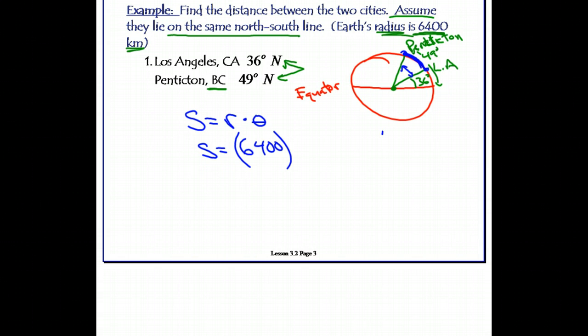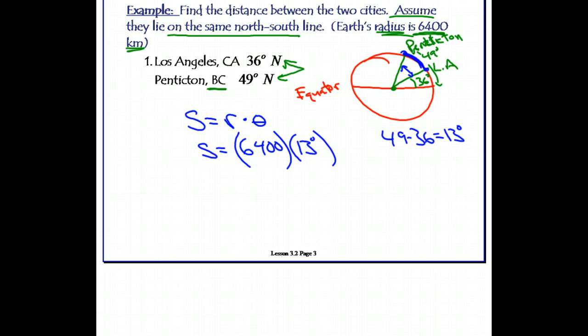And what's the angle between the 2 cities? Well, one is 49, one is 36. So in between the two cities is 13 degrees. So we're going to take 6,400 times 13, and that's degrees. Got to put our units on it. Okay, don't punch that into your calculator yet.